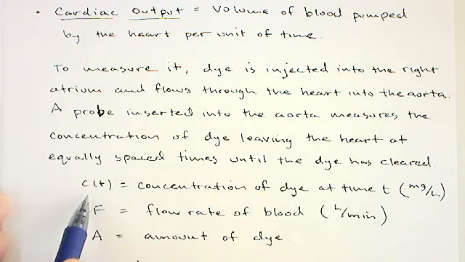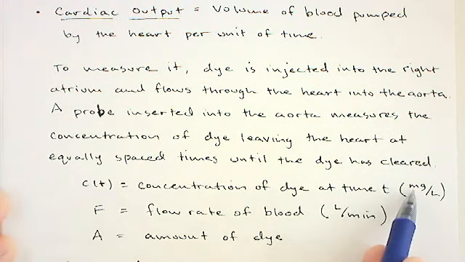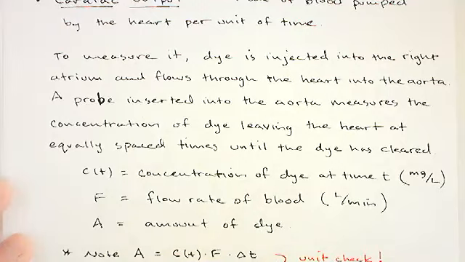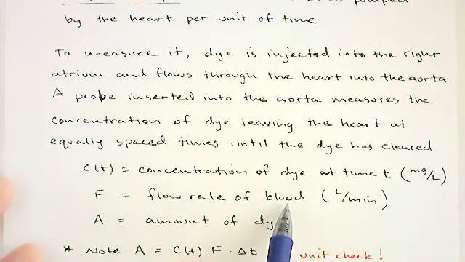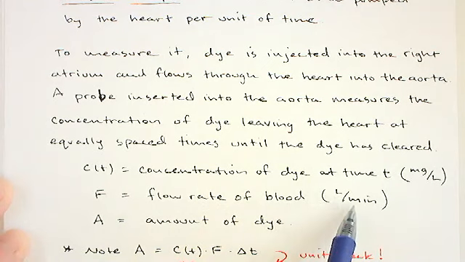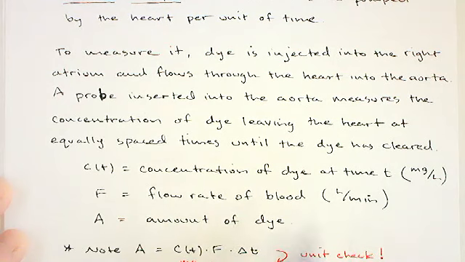So some terms here. C of t will be the concentration of the dye at time t. That would be measured in milligrams per liter, let's say. That's going to probably change, right, as the dye gets processed through the heart. F is the flow rate of the blood, which could be measured in liters per minute. And A is the amount of dye, which would be a constant, right?